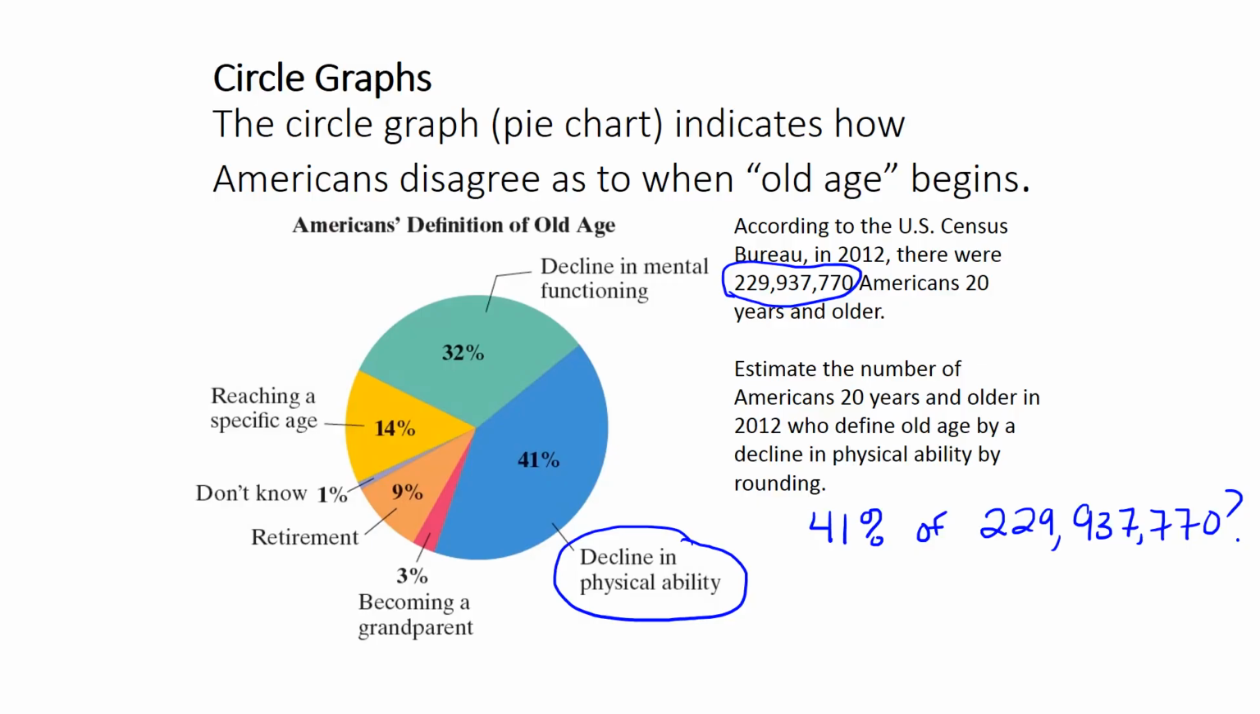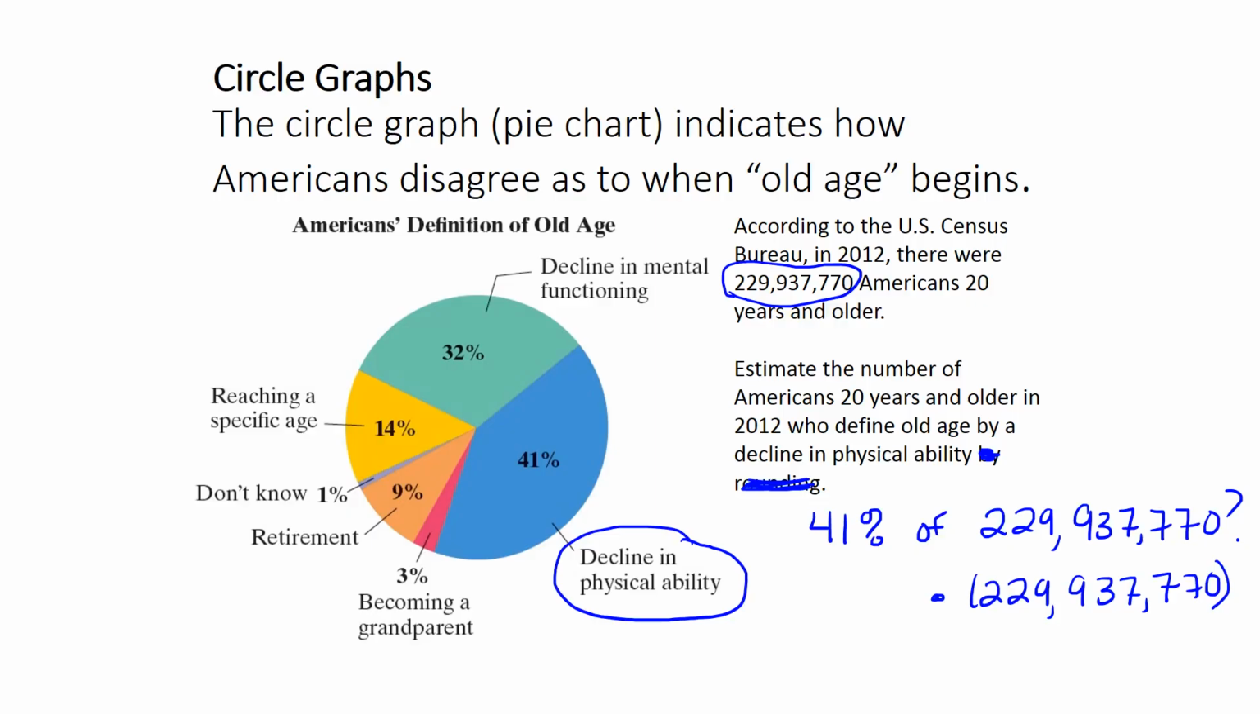All right, so we can actually do it. Let's just actually find the exact value. Let's cross off by rounding. So "of" implies to multiply. 229,937,770. I mean, you could round it to 230 million and round that to 40% maybe, but we can find the exact value.